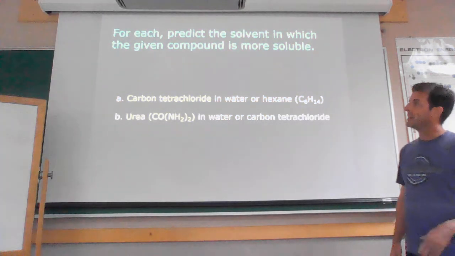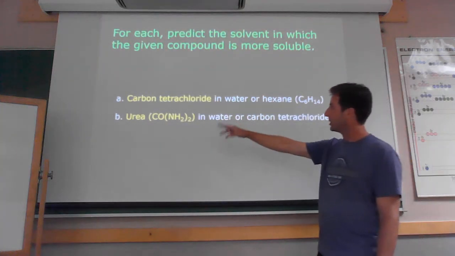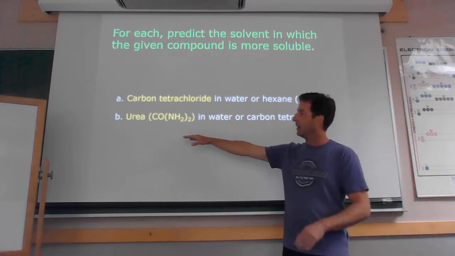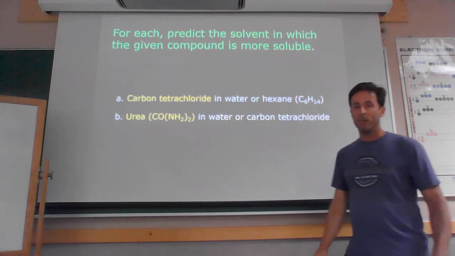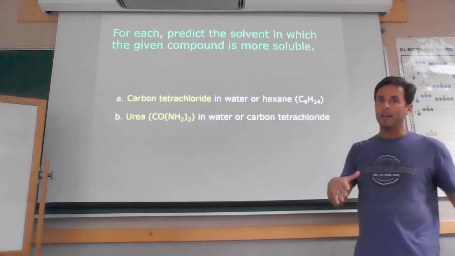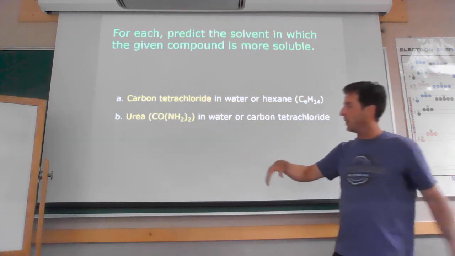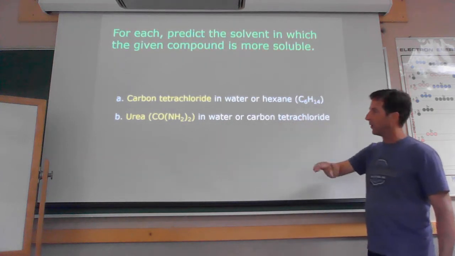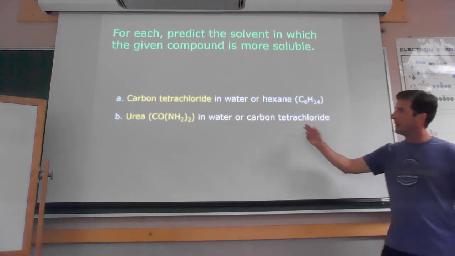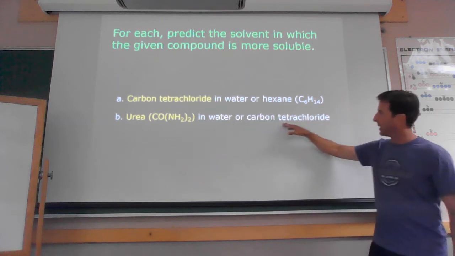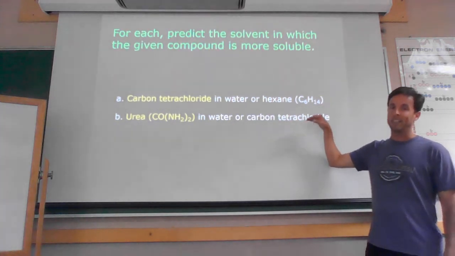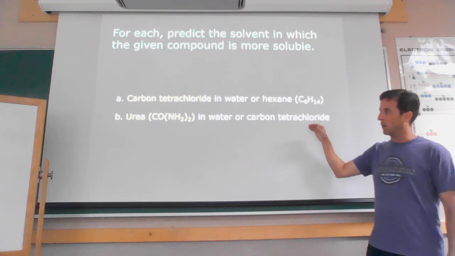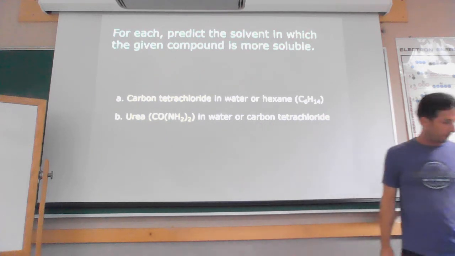Next one, same process. If you draw out the structure, this time urea, again, go ahead and do it. But urea is an extremely polar molecule. It actually has hydrogen bonding, so it's going to dissolve really well in water, not very well at all in carbon tetrachloride, because again, water is polar. This time carbon tetrachloride is a solvent, and it is nonpolar still, so a polar compound won't dissolve.